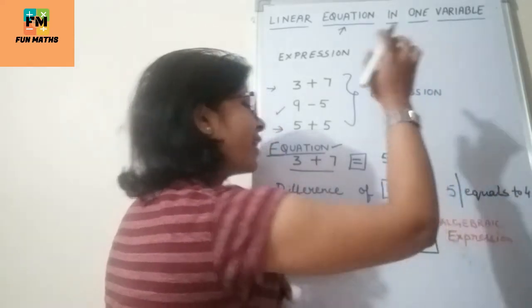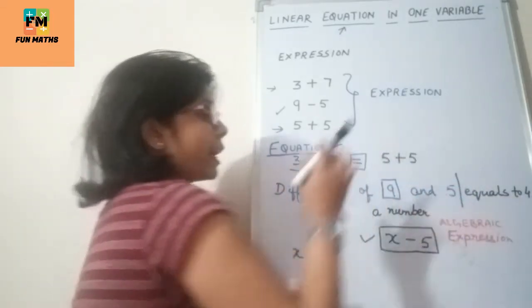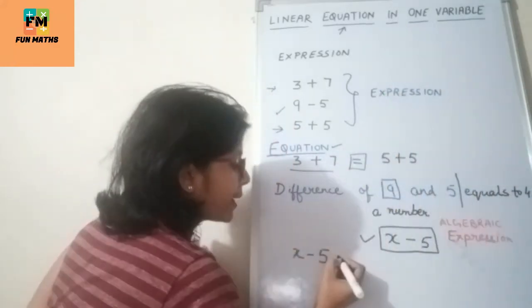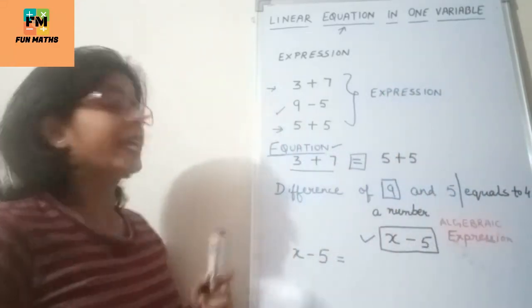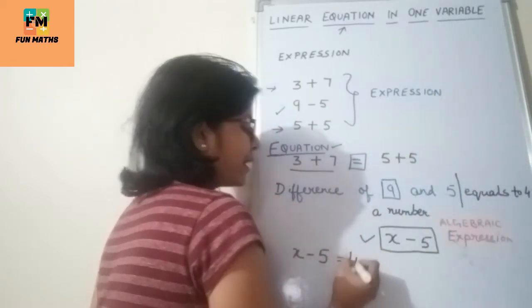Now next part, very interesting. When we add this part in this statement, it becomes something like equals to. को हम maths में क्या लिखेंगे? We use the symbol equal to. ठीक है, अब क्या है? Equals to 4. So X minus 5 equals to 4.